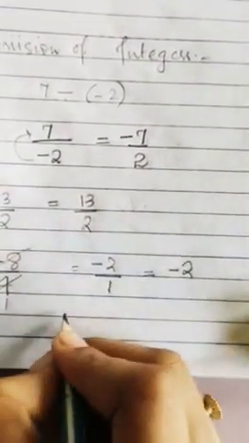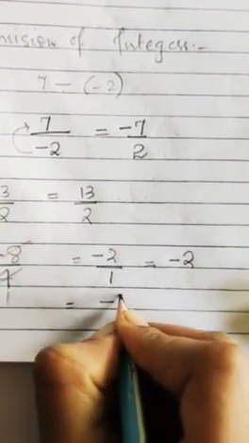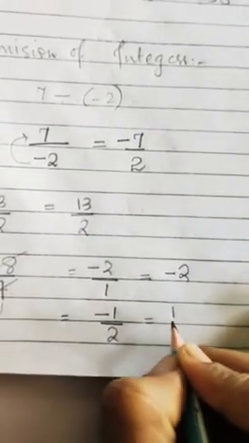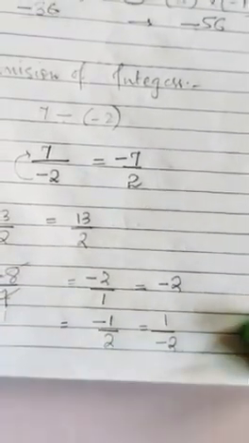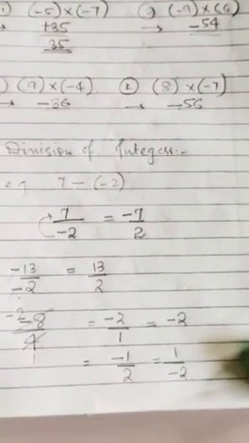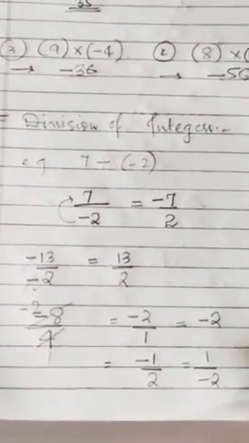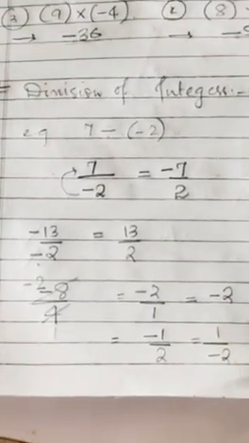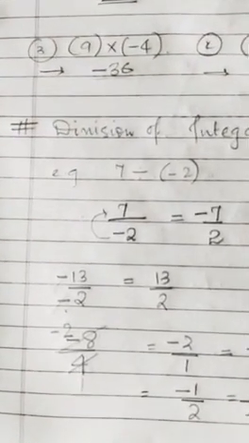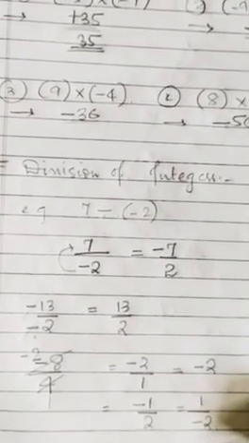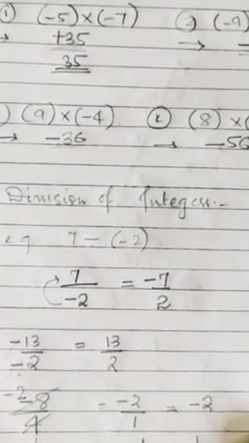If the fraction was minus 1 upon 2, then it will be 1 upon minus 2. So that was about division of integers: a positive integer with a negative integer, a negative with a negative, and a negative integer with a positive integer. And when both are positive integers, our fraction will always be positive.